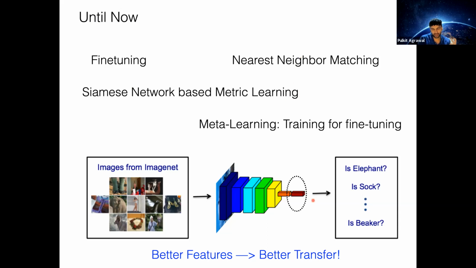Siamese network is trying to learn a good feature space where making comparisons is easy. And meta learning, you can also think of it as trying to learn a feature space which has been optimized for transfer.